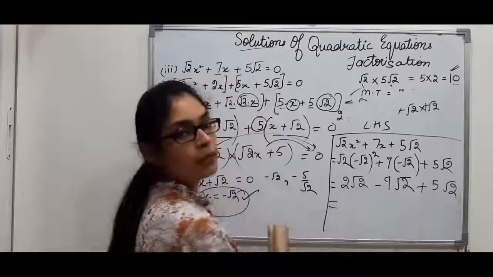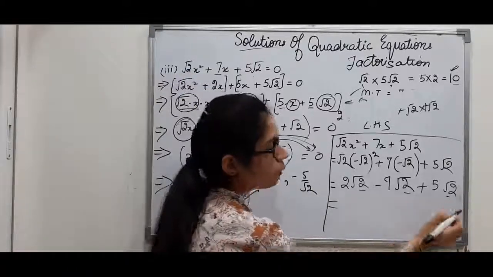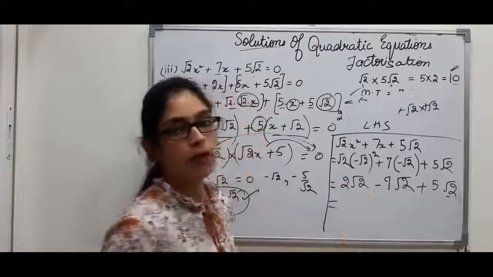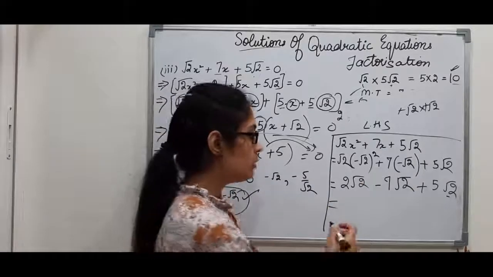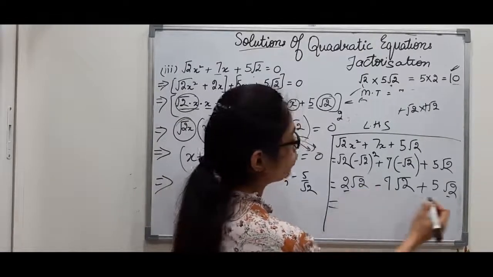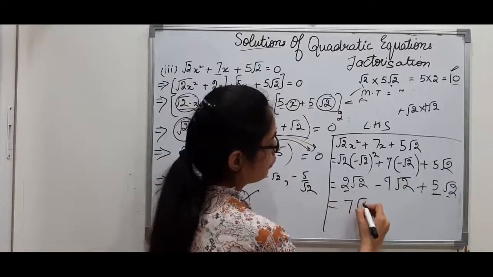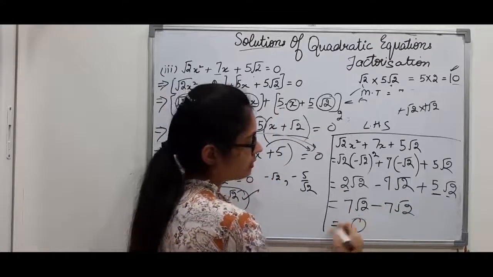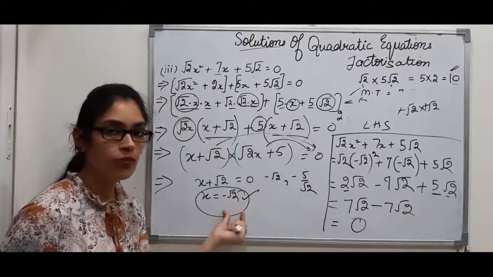So now this root 2, it's like our variable, like x we are writing. See, with all the terms, root 2 is there. So the presence of this root 2 is making all the terms like terms. So like terms can be added or they can be subtracted. This 2 root 2 and 5 root 2 are in plus. 2 plus 5 is 7, 7 root 2. This 7 root 2 I will write as it is. So 7 root 2 minus 7 root 2 is equal to 0, which is equal to the right hand side.